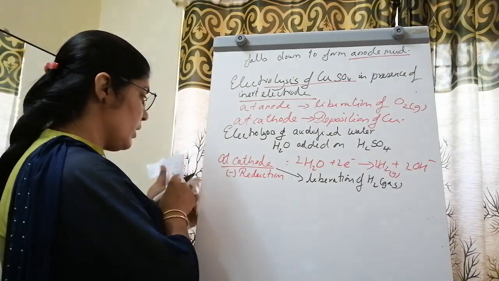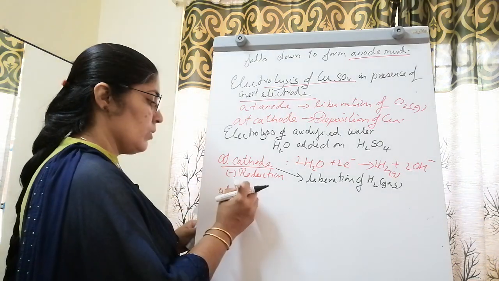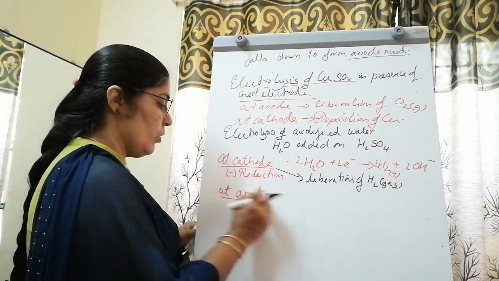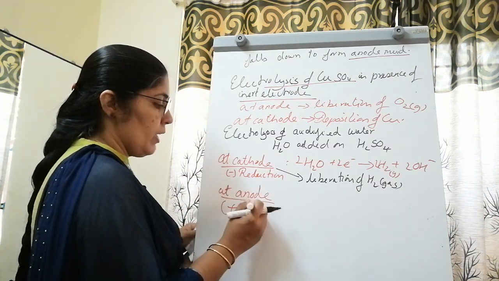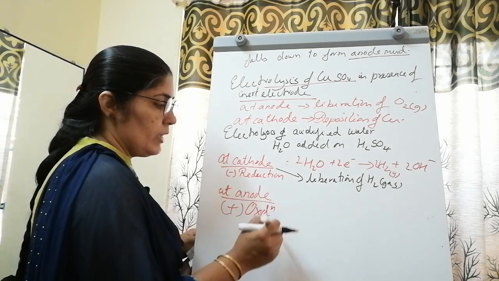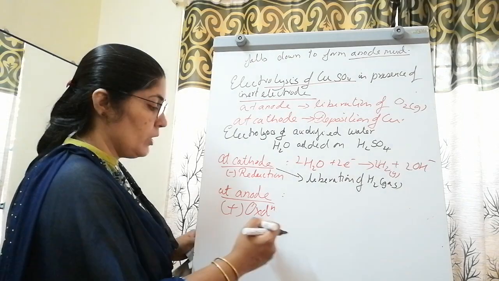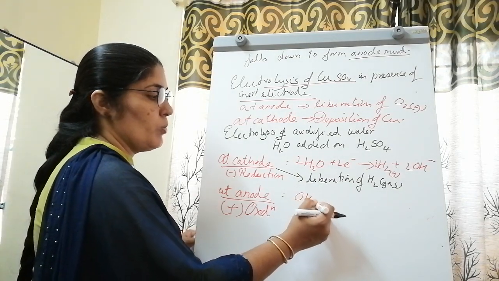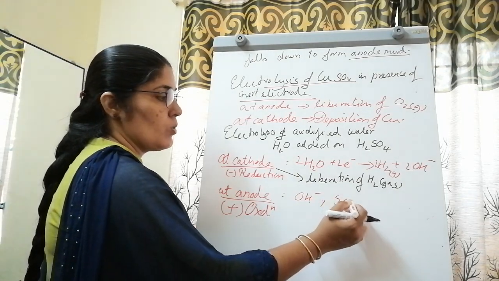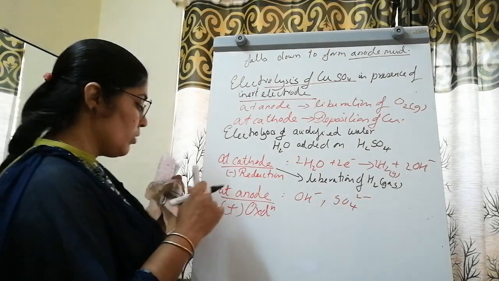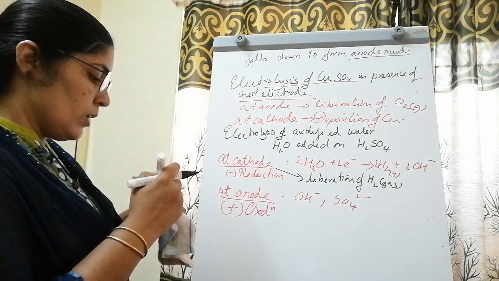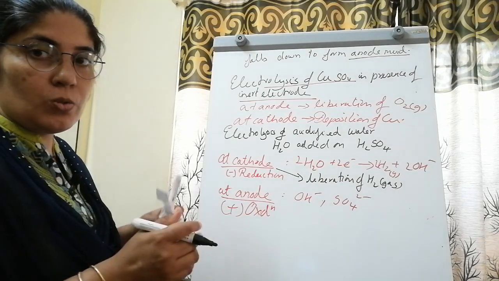When you consider the case of the anode, you already know that there will be a positive sign and oxidation taking place here. So here you will be having two types of ions approaching: one is the OH minus ions and the other one is SO4 2 minus. So now there will be a competition here as to which type of oxidation has to take place.